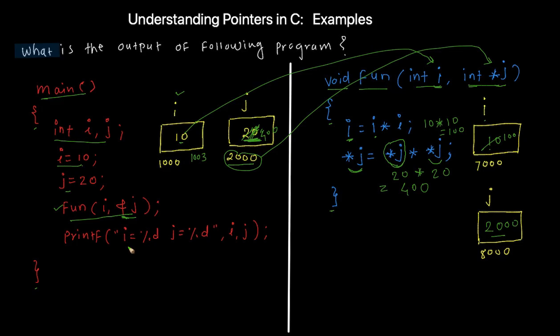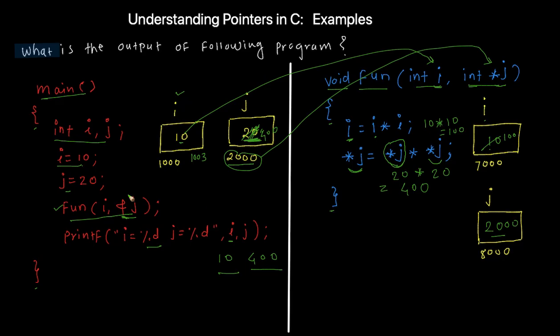I is equal to %d, j is equal to %d. This %d will be replaced by the value of I. What is the value of I here? Whenever I am referring to I in main, I am referring to this I. So the value of this I is 10. So 10 will be printed, 10. And what is the value of j? Value of j is now 400, right? So this will output 10 and 400.